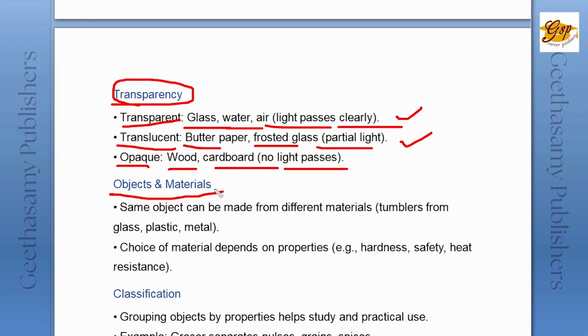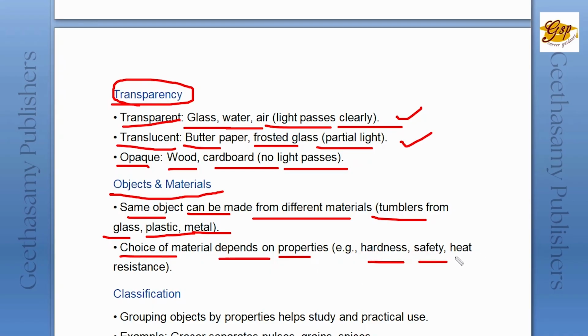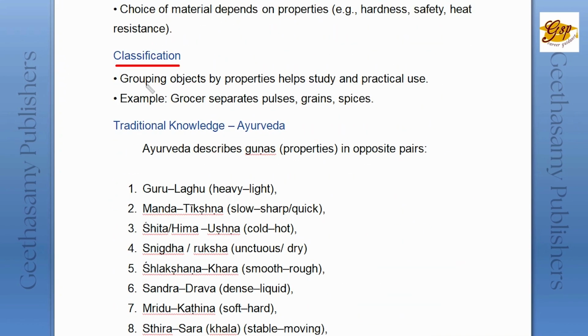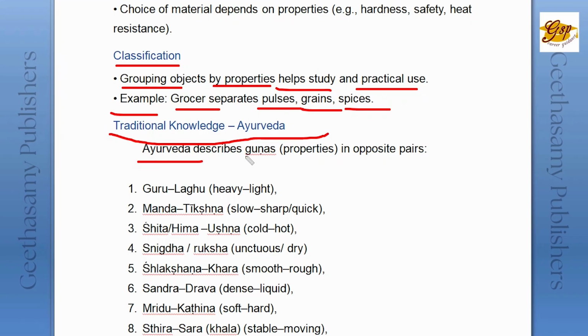And objects and materials. The same object can be made from different materials, like tumblers of glass, plastic, metal. The choice of material depends on properties, that is hardness, safety, heat resistance. Right? Then further we have classification. Grouping of objects by properties helps study and practical use. Example, a grocer separates pulses, grains, spices. Then traditional knowledge. Ayurveda describes gunas, properties and opposite pairs.